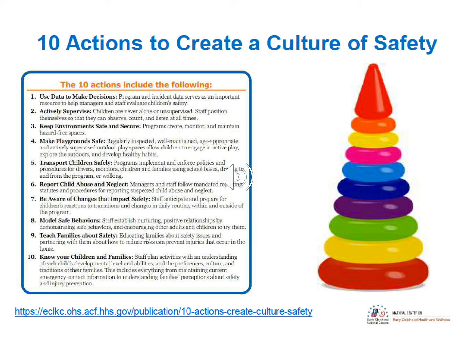Two, actively supervise. Children are never alone or unsupervised. Remember, this is something that will be looked at, especially if they come and do a review this year. Staff need to position themselves so they can observe, count, and listen at all times. Three, keep environments safe and secure. You need to create, monitor, and maintain hazard-free spaces. One of my big issues when I look into a classroom is extreme clutter. If you have way too much stuff in your classroom, it's not a good thing to have because the classroom becomes unsafe. So keep this in mind that you need to maintain a hazard-free space.